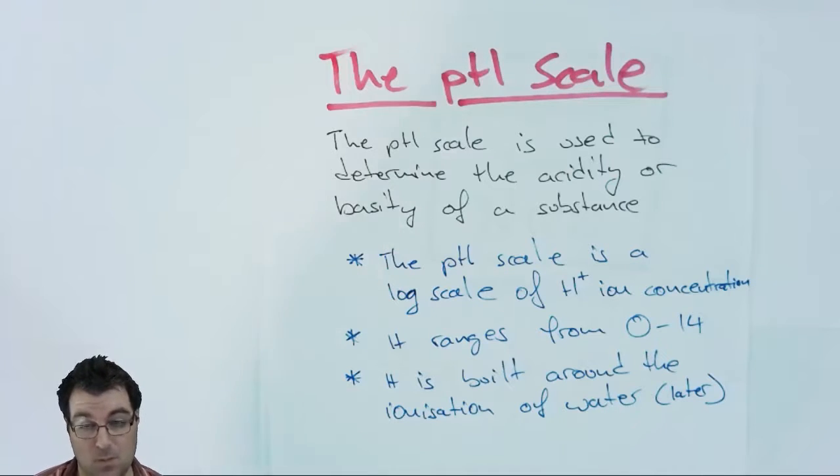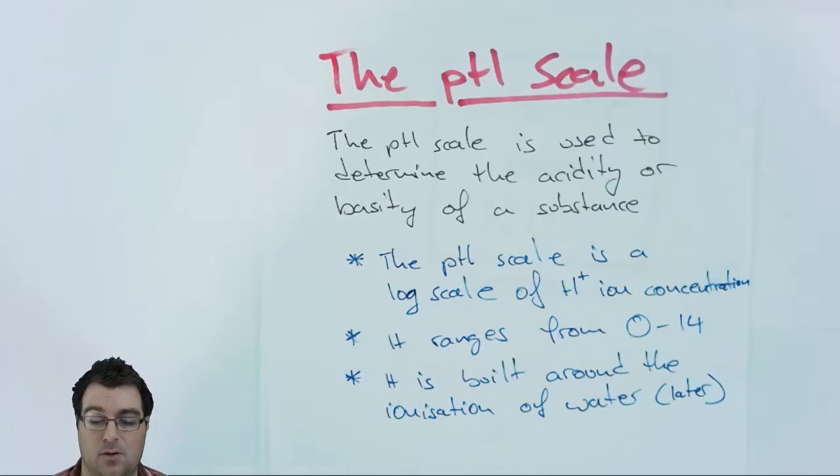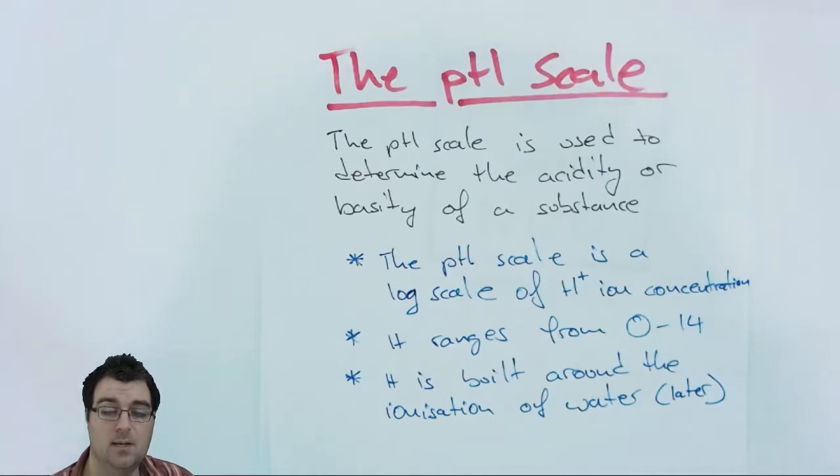So what exactly is the pH scale? Well, it's a log scale of the hydronium ion concentration. It can also commonly be referred to as the hydrogen ion concentration, but just take note that they're simplifying there. Now, it ranges from 0 to 14, and it's built around the ionization of water, which is a concept we'll explore in a later video.